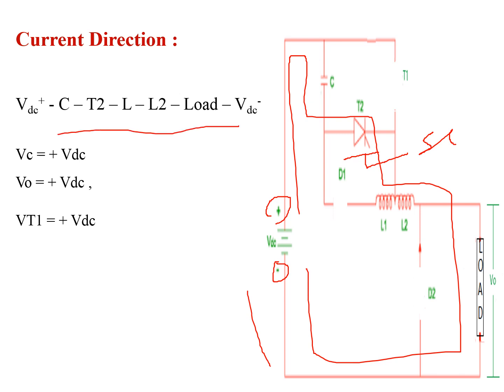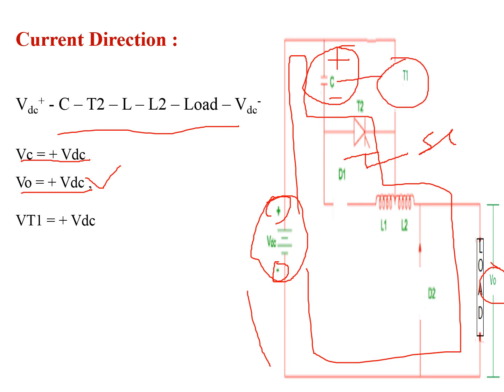Here the capacitor starts charging with the upper plate as positive and the lower plate as negative, meaning the same amount of input voltage appears across the capacitor C. So the voltage across the capacitor is VDC, and the same amount of voltage appears across the load also, that is V0 is equal to plus VDC. Thyristor T1 is connected in parallel to the capacitor, so the same voltage appears across the thyristor, that is VT1 is equal to plus VDC.